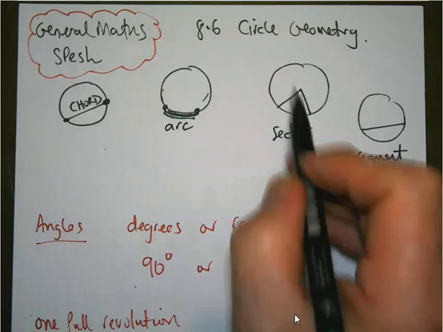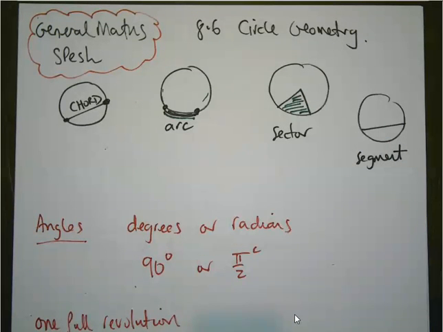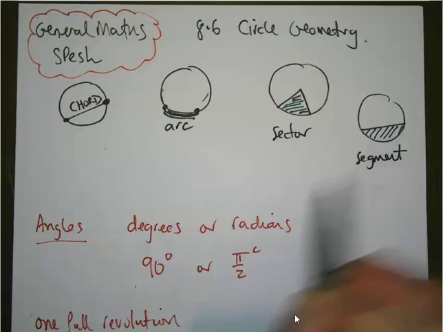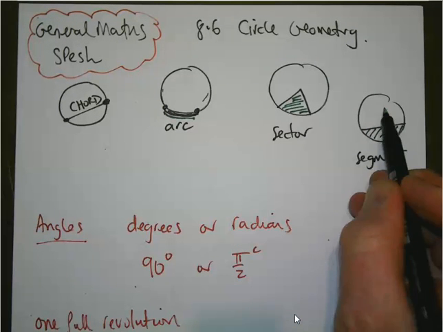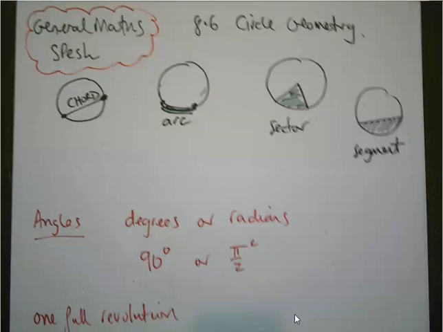A sector is sort of like a piece of pie. There is a minor sector as well as a major sector. And a segment is created when a chord is on a circle and you have a minor segment and a major segment. Angles in this chapter are basically measured in radians.